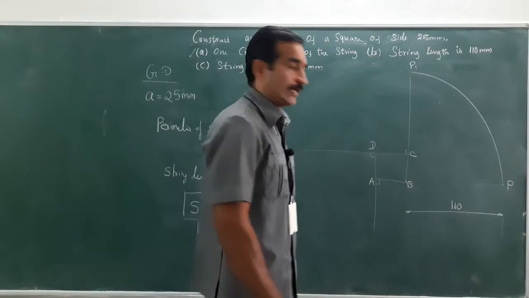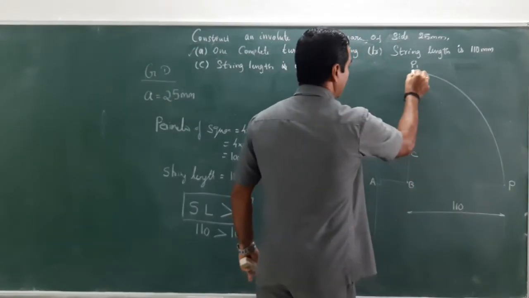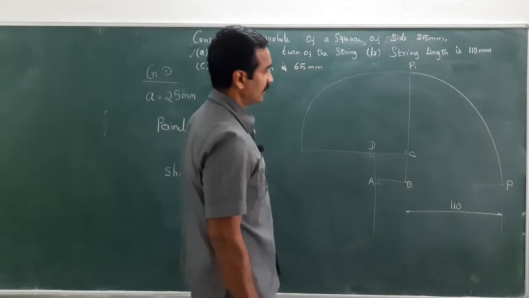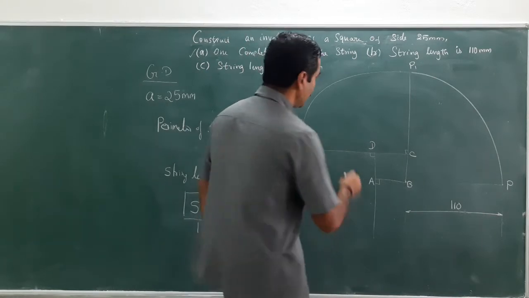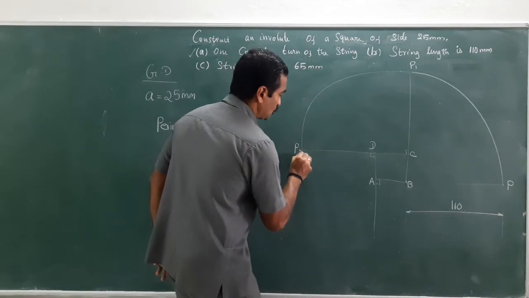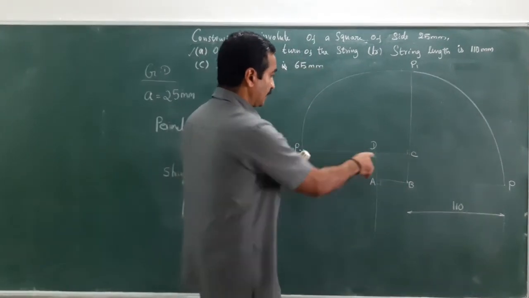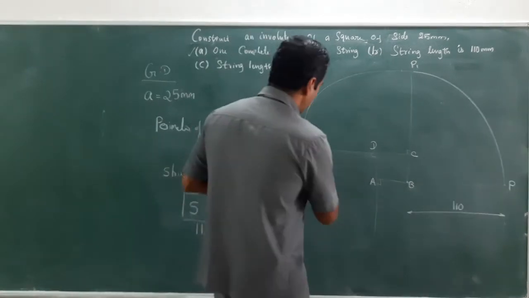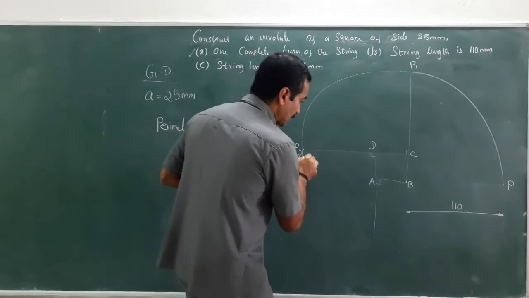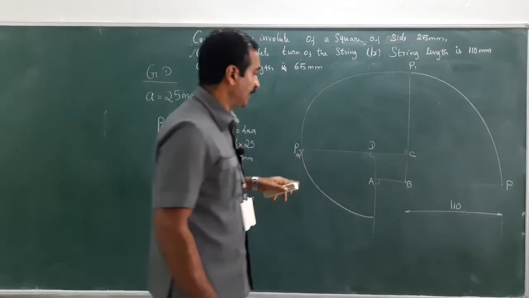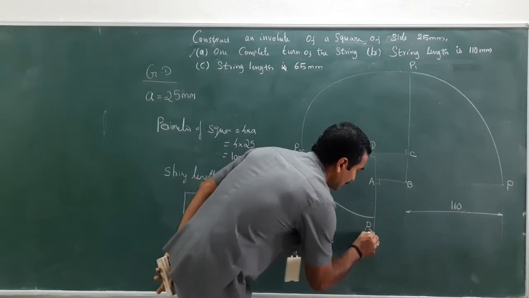Now C as center, CP1 as radius, measure CP1 in a compass. C as center, cut an arc till it intersects the line from D. This point can be named as P2. Now D as center, DP2 as radius, cut an arc till it intersects the line extended from A. This can be denoted as P3.